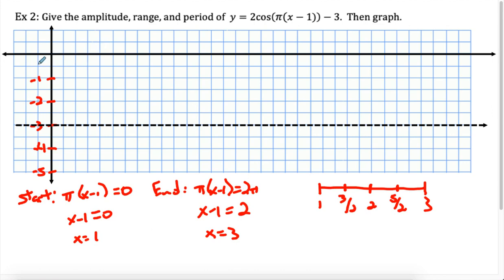Let's see if we're going every half. So let's go out to here. We would make every 4 spaces 1/2.